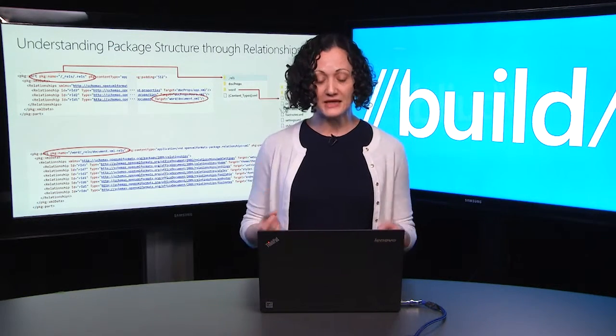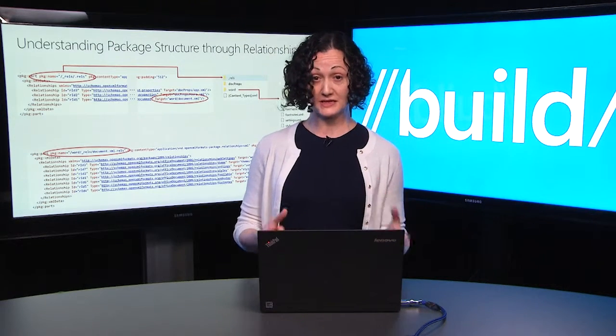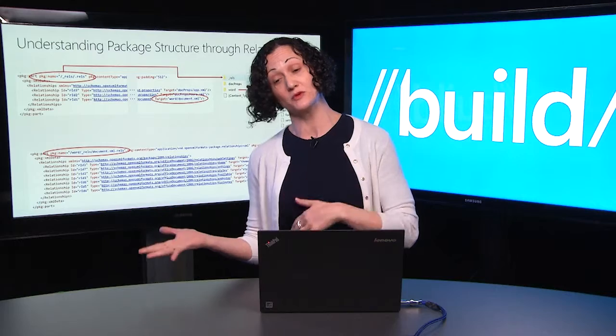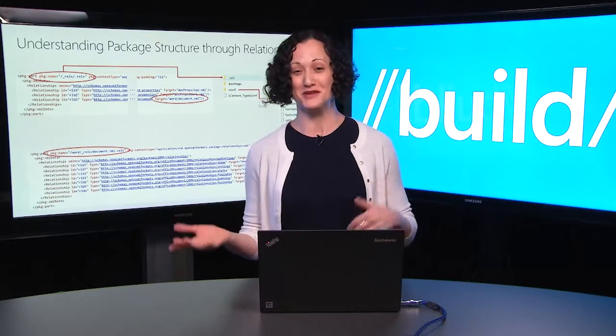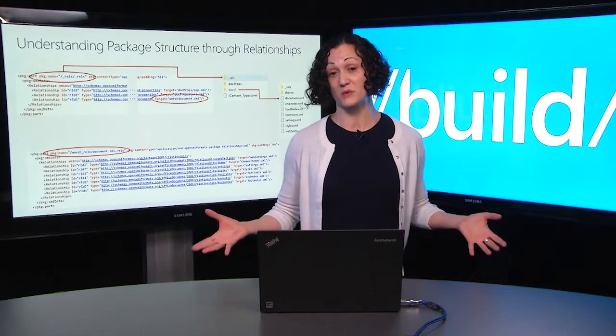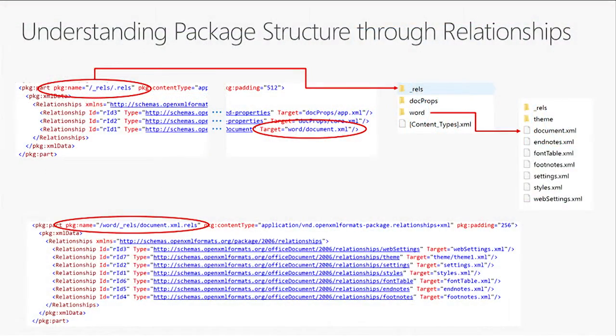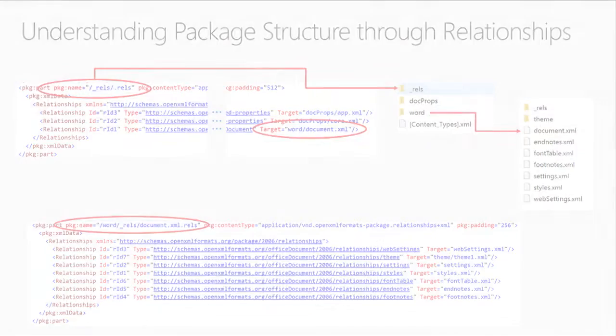So the key is, if you remove a relationship reference in the rels file, remove the part. If you remove the part, you remove the reference. If you keep the part, keep the reference. And in the case of the formatted text example, where we don't need any of the references from document.xml.rels, as long as I remove all of those parts, I can also remove the file document.xml.rels.